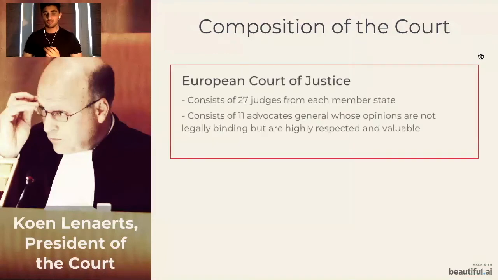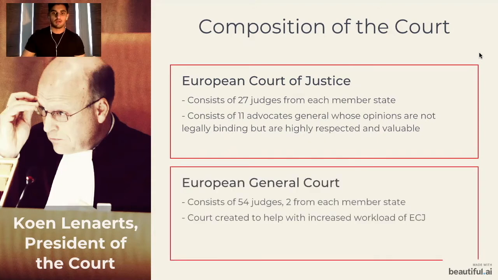The first one is the European Court of Justice, consisting of 27 judges from each member state and 11 advocate general, whose opinions are not legally binding, but they're highly respected. These people are extremely knowledgeable about EU law. And there's also another court called the General Court, which consists of 54 judges, 2 from each member state. This court was created after the ECJ to help with the increased workload that they were constantly getting. And that's Koen Leenaerts. He's the president of the institution of the court.